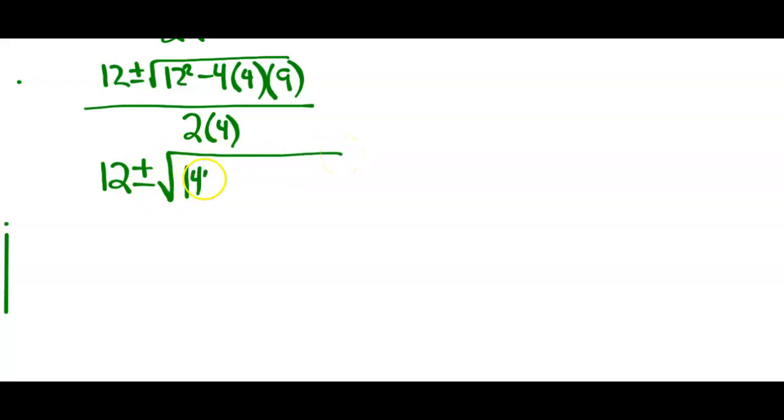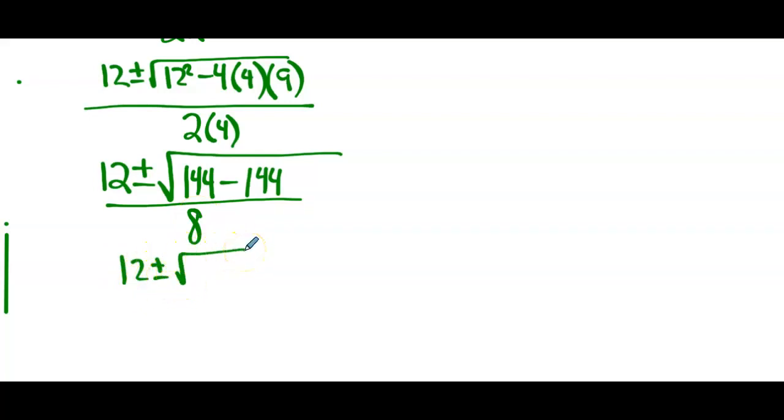12 squared is 144. When I multiply negative 4 times 4 times 9, I get 144. 2 times 4 is 8. Ooh, look at that. So now I've got 12 plus or minus. What's 144 minus 144? 0 divided by 8. All right. So we know some things about this space here. This is called the discriminant, remember?